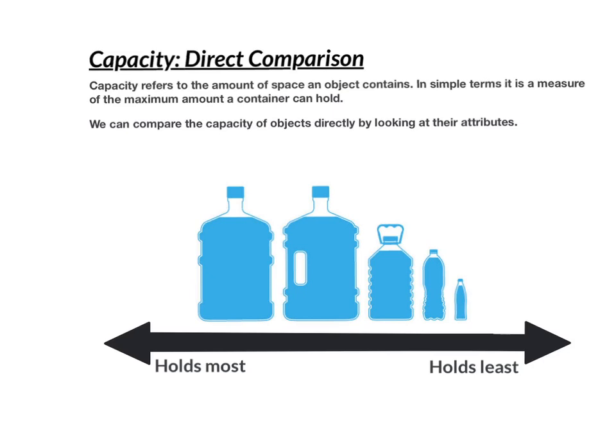This is the process of direct comparison. We compare objects based on their attributes, and then we can order them based on holds most to holds least to identify which object or which container has the greatest capacity and which container has the least capacity.